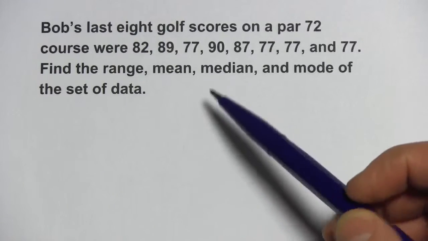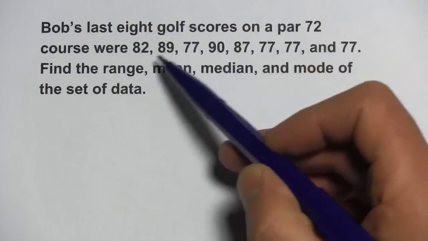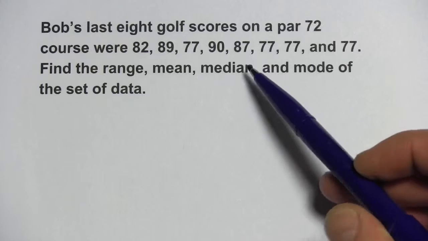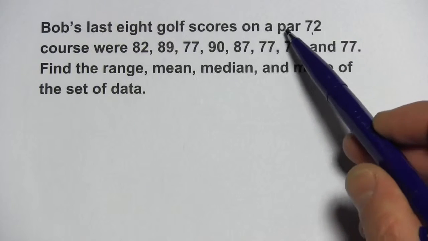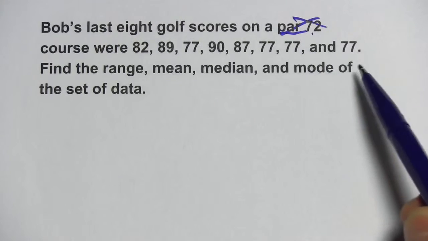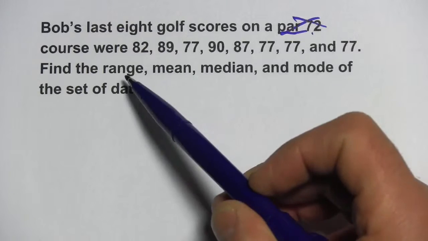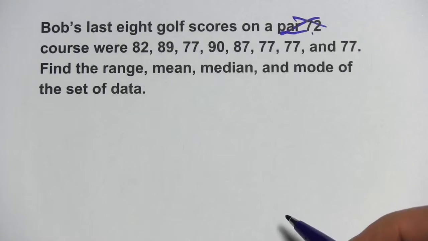So for example, in this first one, it says Bob's last 8 golf scores on a par 72 course were 82, 89, 77, 90, 87, 77, 77, and 77. You can ignore the 72. That's just describing the type of golf course it is, so we won't even think about that. These are the scores he got. And we want to find the range, mean, median, and mode of that set of data.